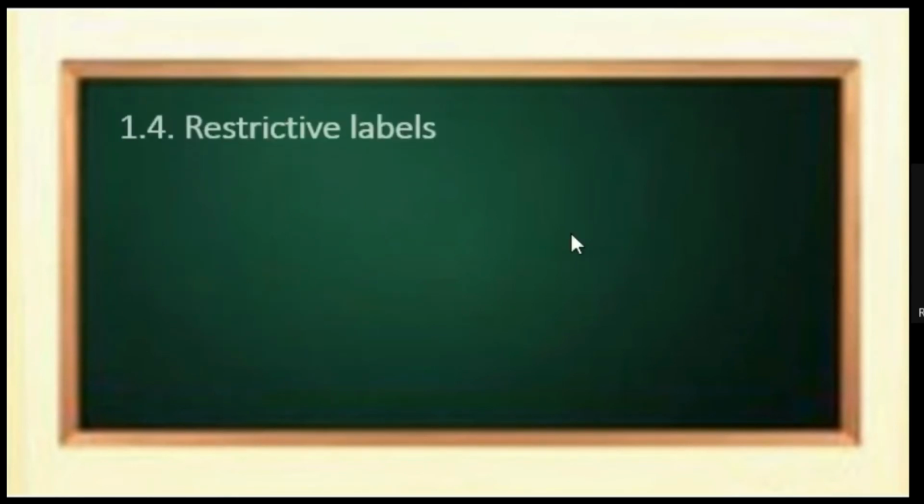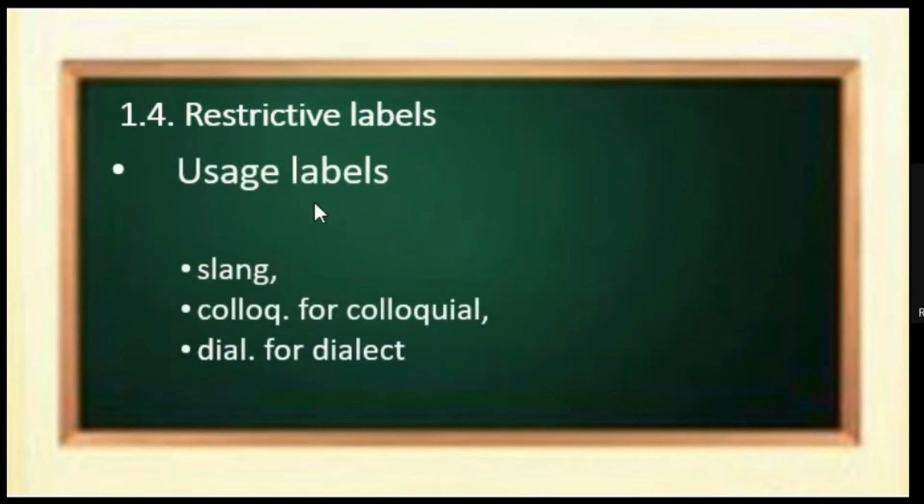Let's have the second restrictive label. It's called the usage labels. The usage labels tell you when to use a certain word. So there are words that are slang, colloquial, or dialect, meaning they cannot be understood by other people, depending on how you use them in sentences. So that's why we are told that they are slang or that they are colloquial. These are words that you cannot use in formal writing.